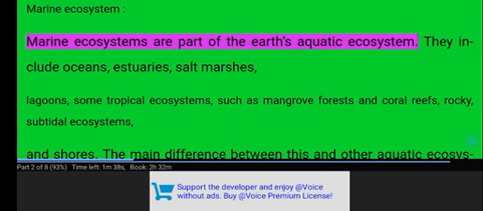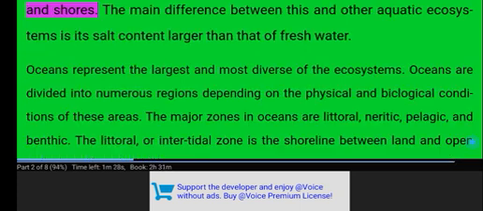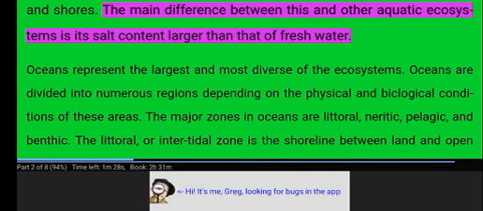Marine ecosystem. Marine ecosystems are part of the Earth's aquatic ecosystem. They include oceans, estuaries, salt marshes, lagoons, some tropical ecosystems such as mangrove forests and coral reefs, rocky subtidal ecosystems, and shores. The main difference between this and other aquatic ecosystems is its salt content, which is larger than that of freshwater.